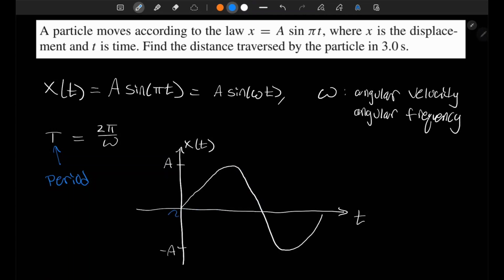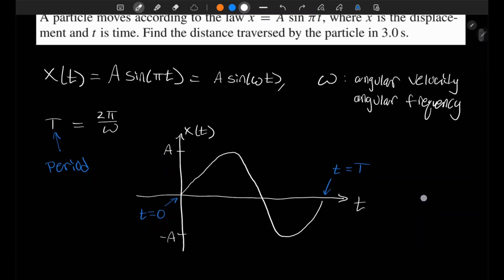And we know that here is t equal to 0, and here is t equal to the period. So that's how long it takes for this graph to go up, down, and back to where it started. Because if this were to continue, it would look something like this, and it would just repeat what it was doing before. So here we know what the period is. That's one complete rotation.